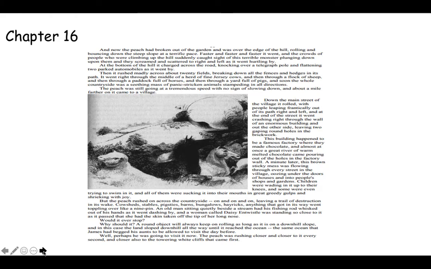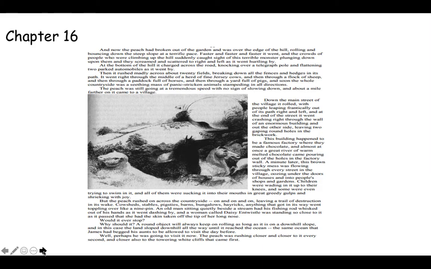Faster and faster and faster it went, and the crowds of people who were climbing up the hill suddenly caught sight of this terrible monster plunging down upon them, and they screamed and scattered to right and left as it went hurtling by. At the bottom of the hill, it charged across the road, knocking over a telegraph pole and flattening two parked automobiles as it went by.